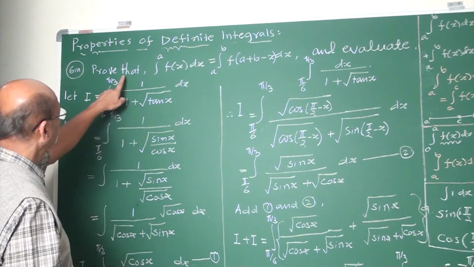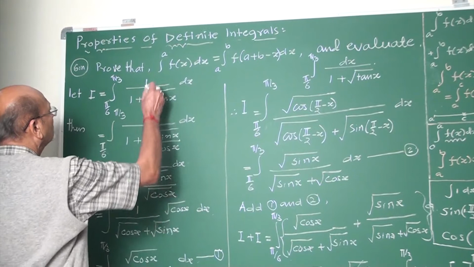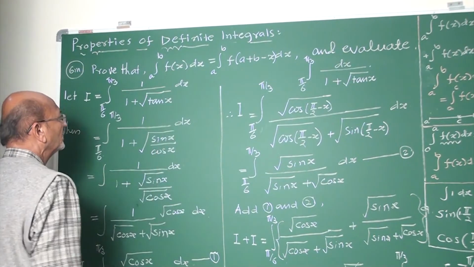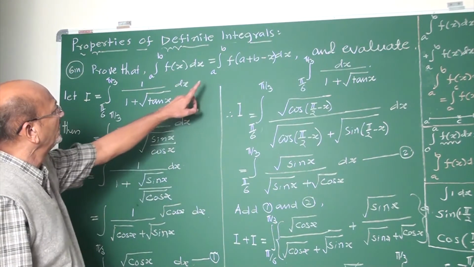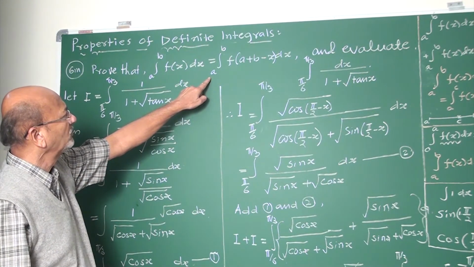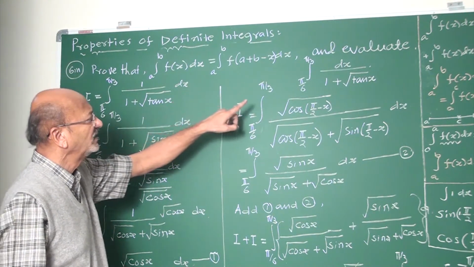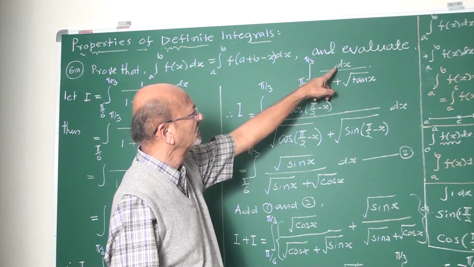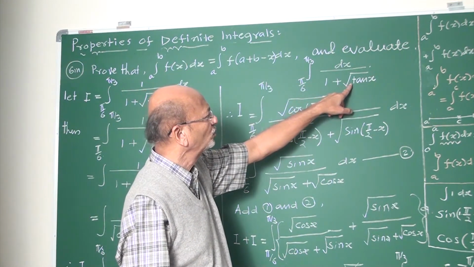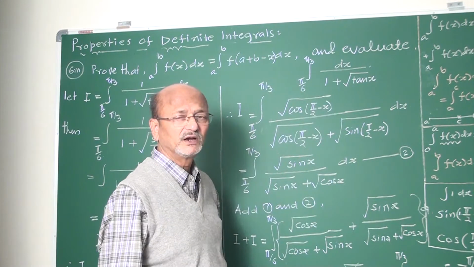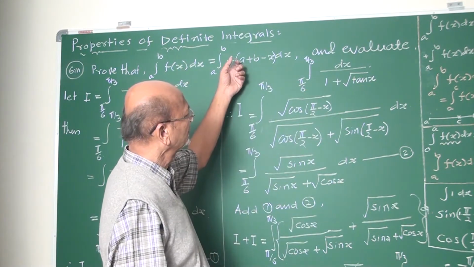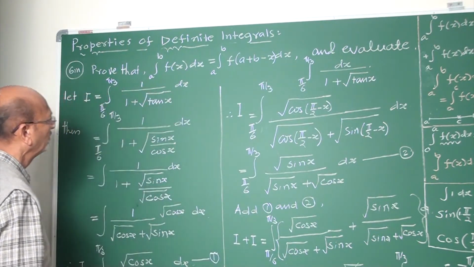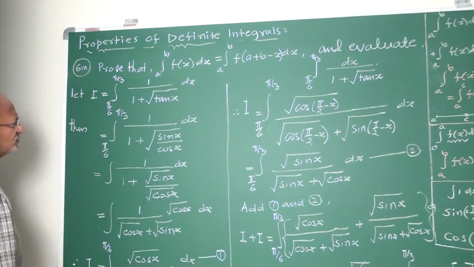Yes, my friends. Prove that integral a to b f(x) dx equal to integral a to b f(a plus b minus x) dx, and evaluate integral pi by 6 to pi by 3 dx upon 1 plus root tan x. This has appeared fairly many times with the theorem, my friends. You know the method, same, once again, Xerox.